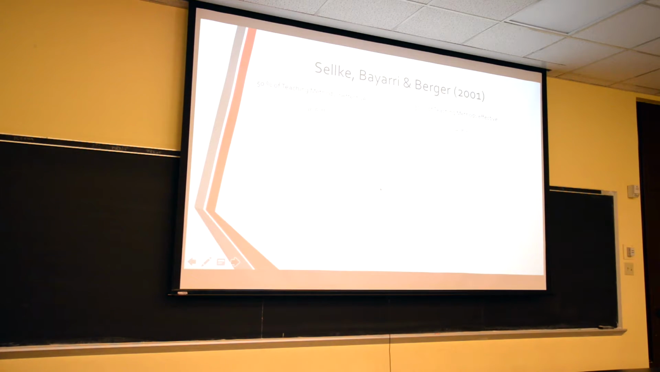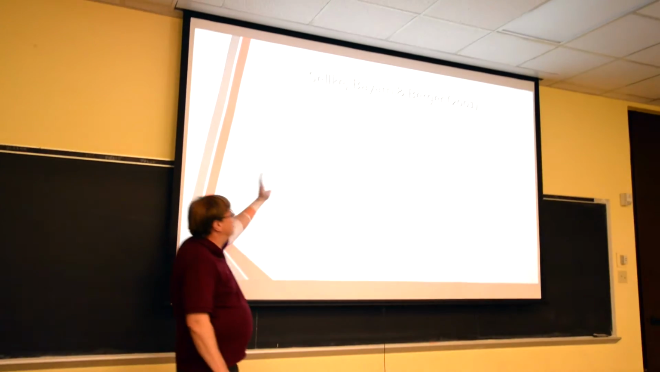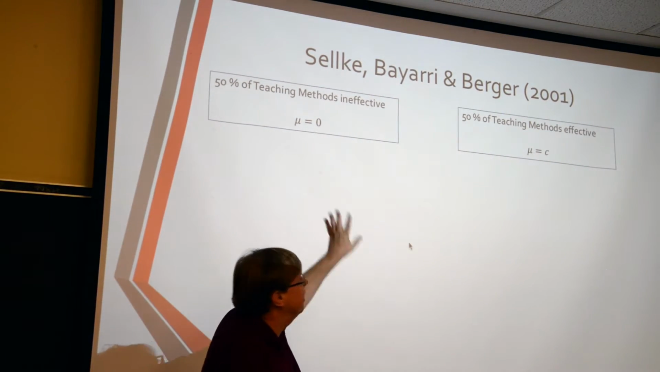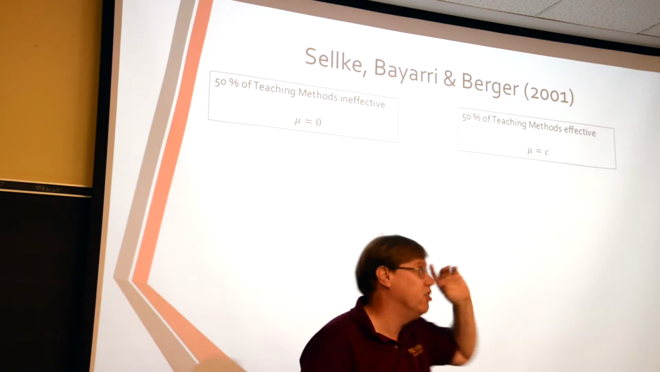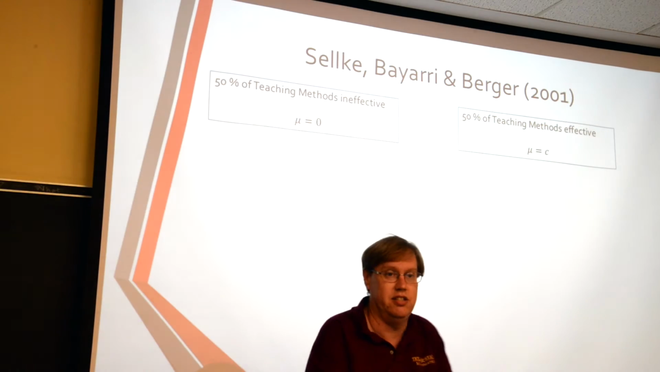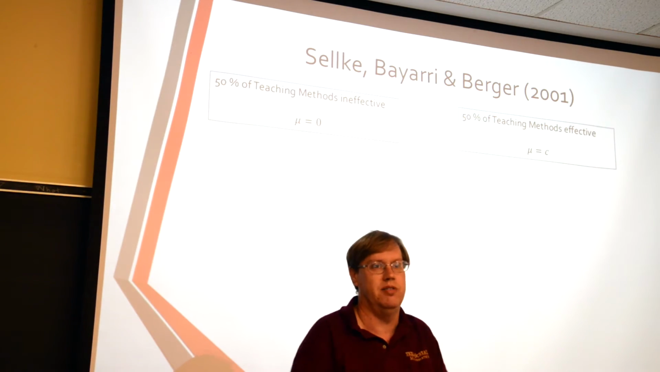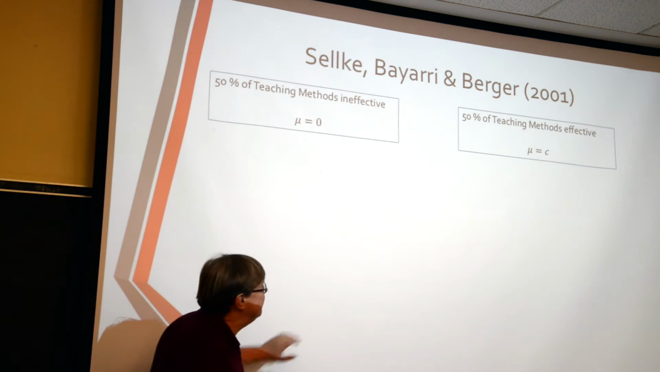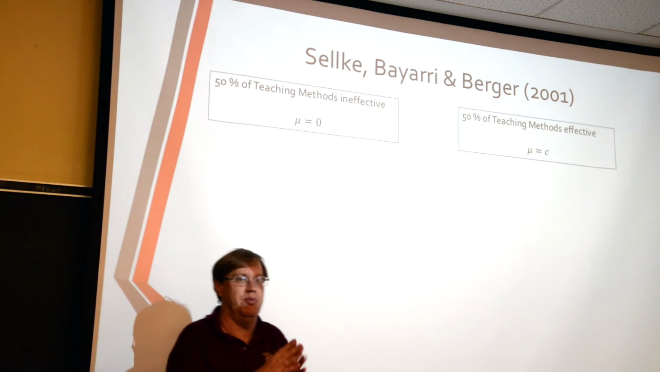Okay, so this is a paper I've already mentioned, Selke, Bayarri, and Berger. Okay, and they are Bayesian. Berger is a Bayesian statistician at Duke. He's probably the most famous Bayesian in the world. Okay? And in that paper, they think of this fairly simple example.